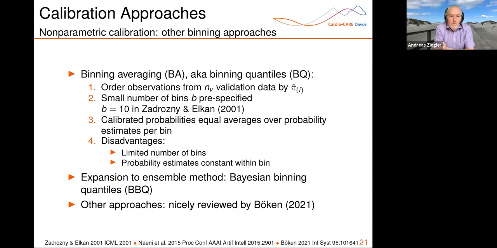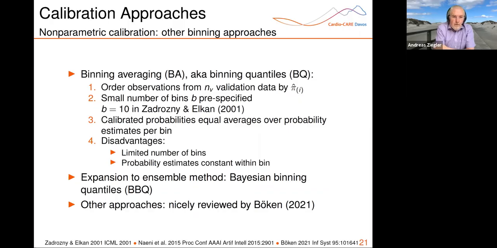So this is a very crude, a very rough approach. One of the clear disadvantages has already been mentioned. It is the limited number of bins. They use 10, so you just get 10 different probability estimates, even for a large data set, maybe with 100,000 subjects. And within a bin, the probability estimates are constant. So this is definitely not my preferred approach.